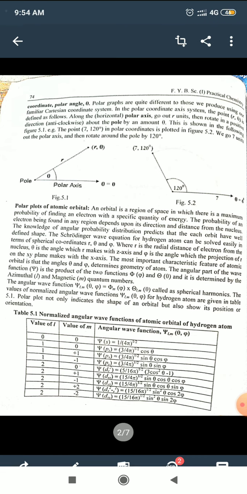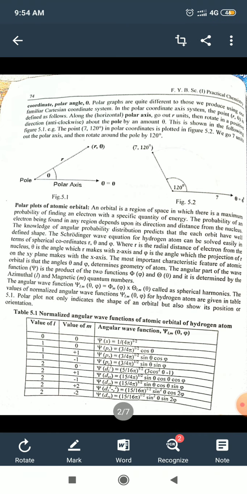The Schrodinger wave equation for the hydrogen atom can be solved easily in terms of spherical coordinates r, theta and psi, where r is the radial distance of the electron from the nucleus, theta is the angle which r makes with the z axis, and psi is the angle which the projection of r on the xy plane makes with the x axis. Next, the chart having the normalized angular wave function of atomic orbitals of hydrogen atoms.